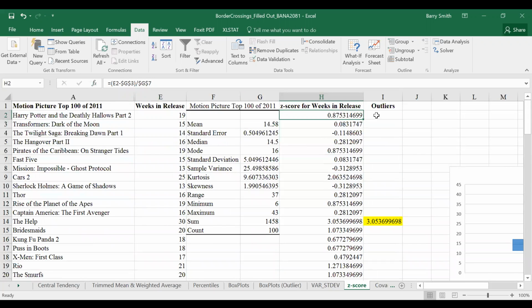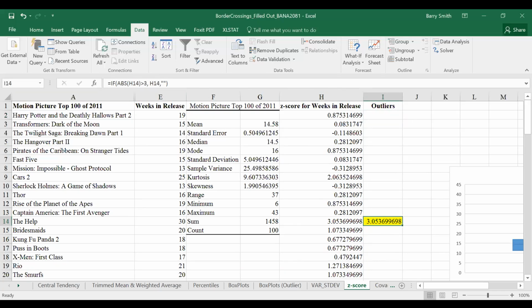Now, you can go and search for outliers. The way to find outliers is you can say equals IF the absolute value of the number in the previous column, so in this case H2, is greater than 3, then we're going to put H2, and then comma and then blank. And so that's how we're going to do that. What it's going to do basically is it's only going to put the value if it's greater than 3. And so in this case, it found it was 3.05.